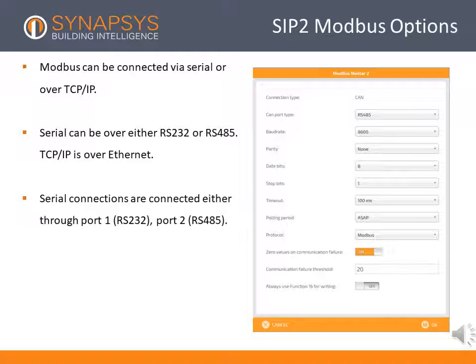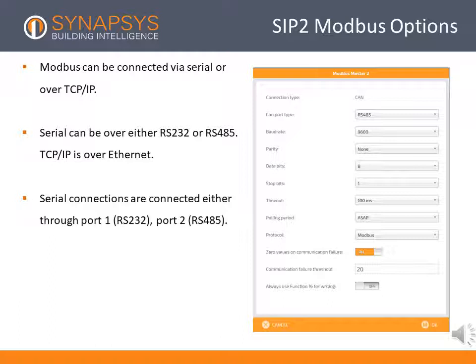The timeout defines how long the SIP2 will wait after sending a message and not receiving a response before sending another message. The polling period defines how often the SIP2 should attempt to communicate with the Modbus slaves to get data. The two protocol options for Modbus are Standard Modbus or JBus.